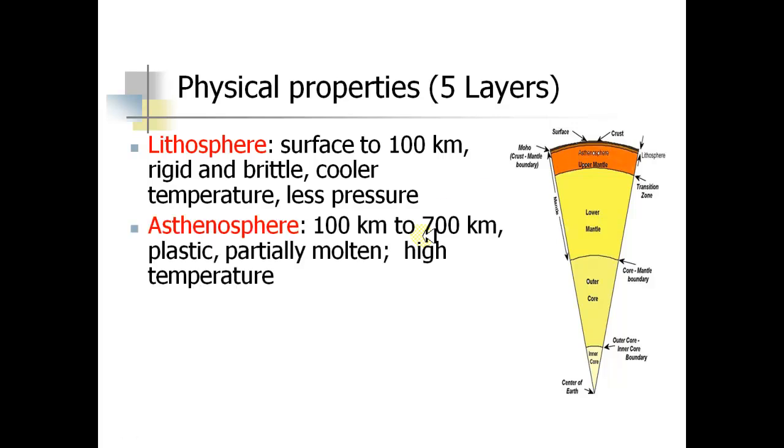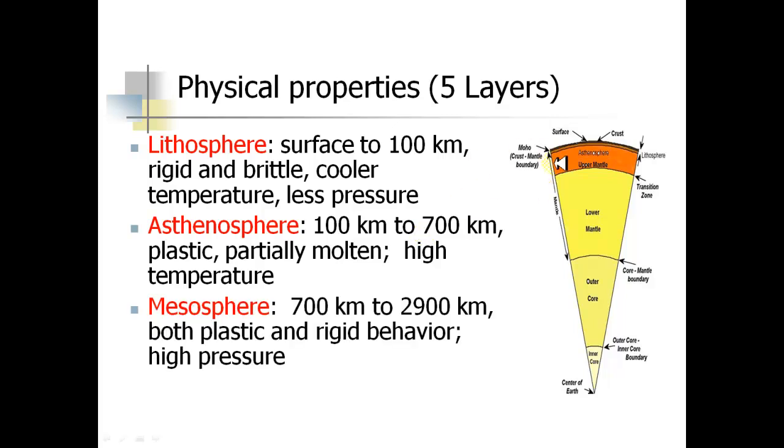Then, underneath that, we have what's called the asthenosphere. The asthenosphere goes from 100 down to about 700 kilometers, and it is plastic, partially molten, high temperature. Under that is the mesosphere, which is the remainder of the mantle. And underneath that, we have the outer core, which is liquid, and we have the inner core, which is a solid.